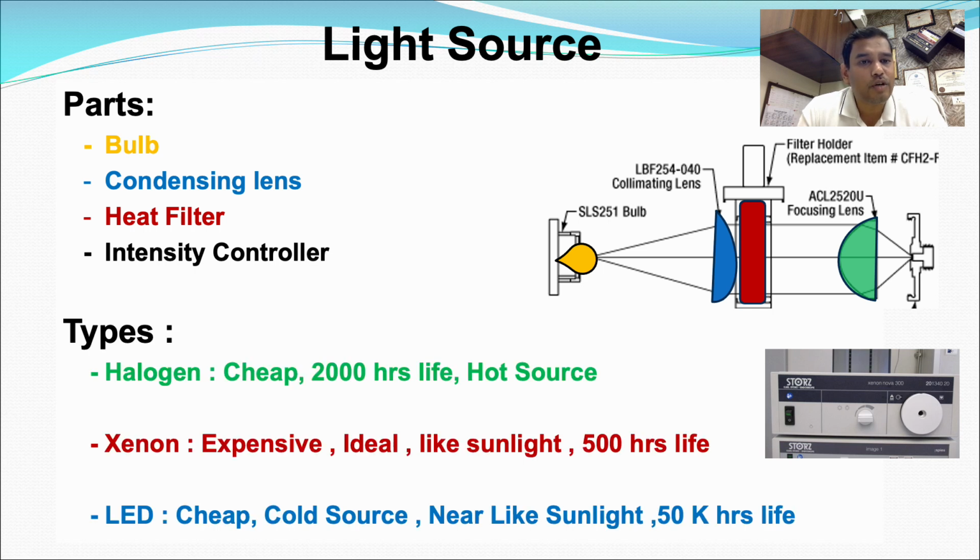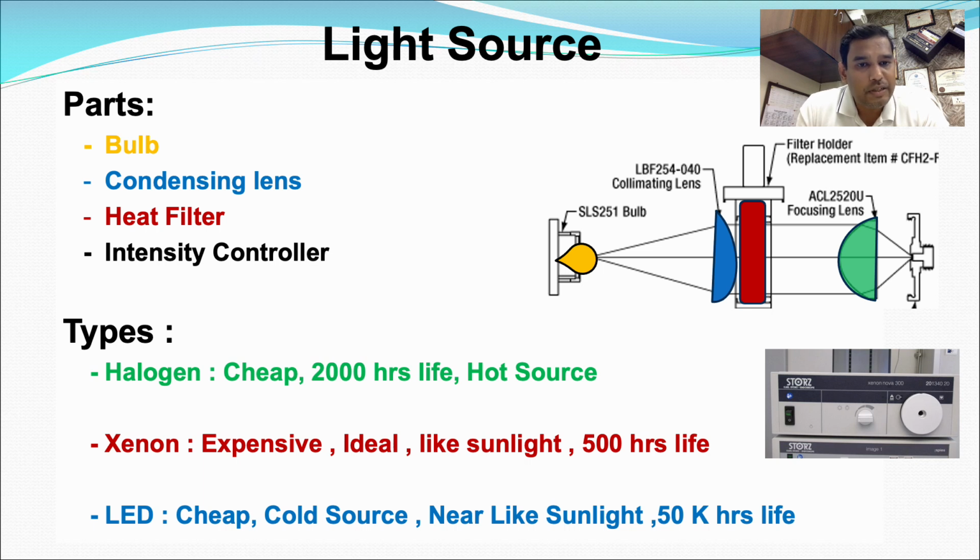There are various types of light source you can have. One is halogen, and there's xenon and the LED. Halogen was used previously. It was cheap and it had a life of around 2000 hours. So the bulb inside the light source has to be replaced after every 2000 hours of use, and it was a hot source, so you cannot touch the tip of the telescope to any delicate organ as in bowel or any delicate structure, because it will lead to the burn of that tissue.